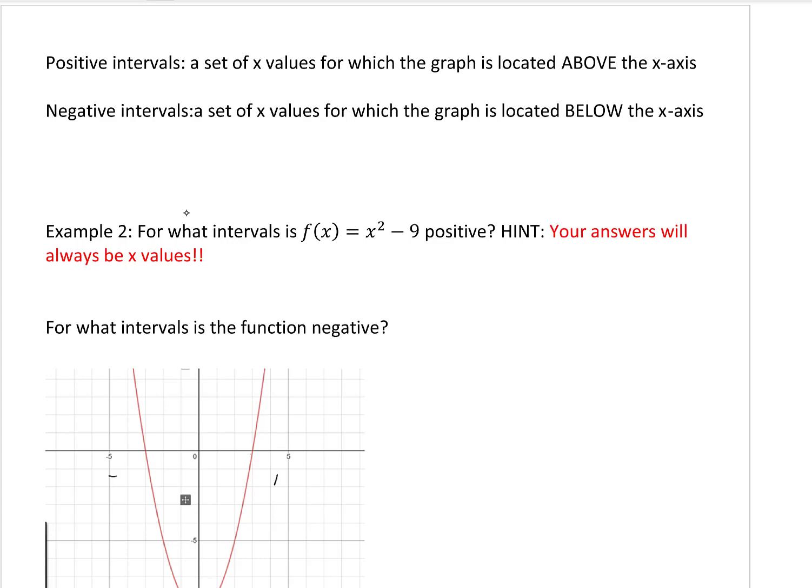The next concept we're going to talk about is positive and negative intervals. So we want to look at a graph and say, where is this graph positive and where is this graph negative? But we first have to understand what that means. Positive intervals are the set of x values for which the graph is located above the x-axis. Negative intervals are the set of x values where it's located below. Now the points that split between above and below the x-axis are the x-intercepts. So that means that we need to be able to find our x-intercepts.